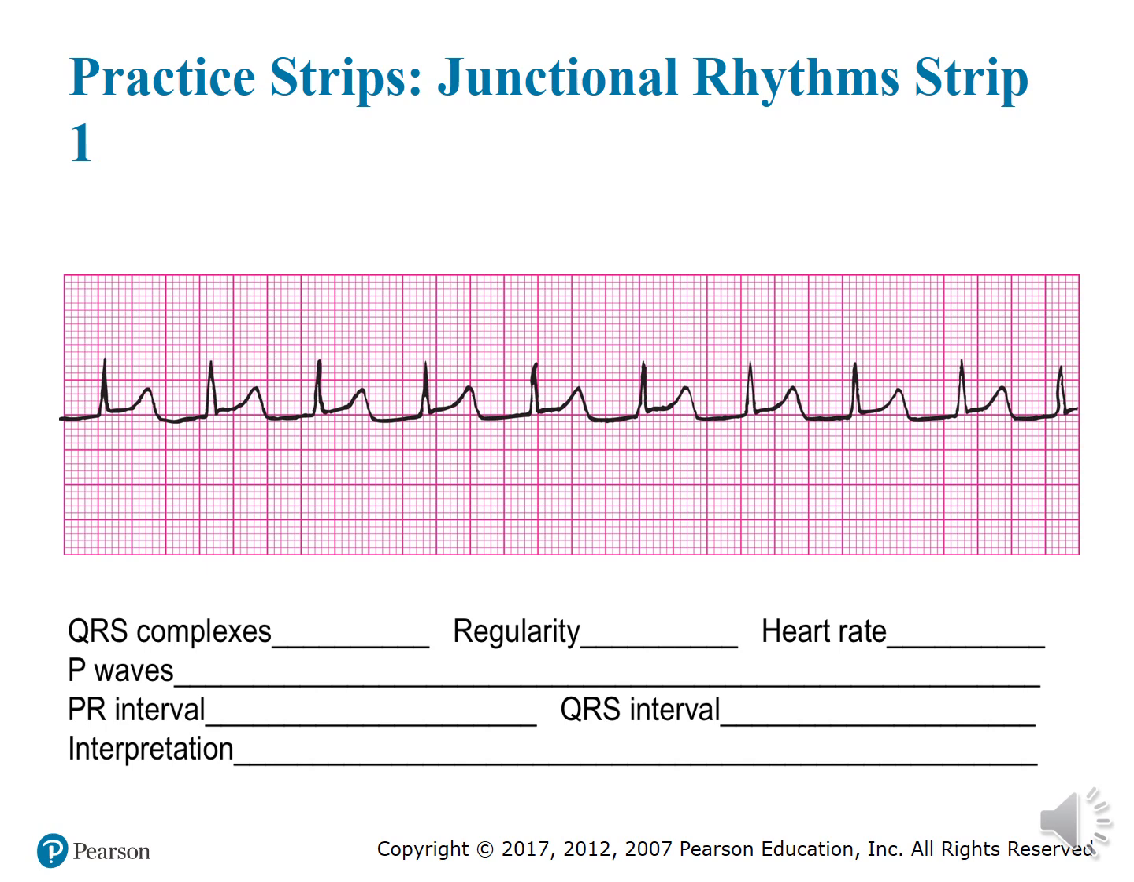Our regularity is regular. We can either have an inverted P, an absent P, or a P that is after the QRS. Well, in this one, we have an absent P. And our QRS has to be less than or equal to 0.12 seconds. Can't get that zero out. So our interpretation for this particular rhythm strip, number one, would be accelerated junctional rhythm.